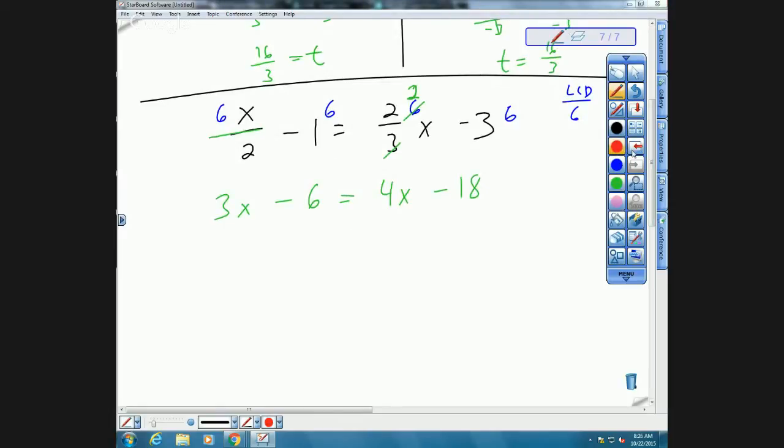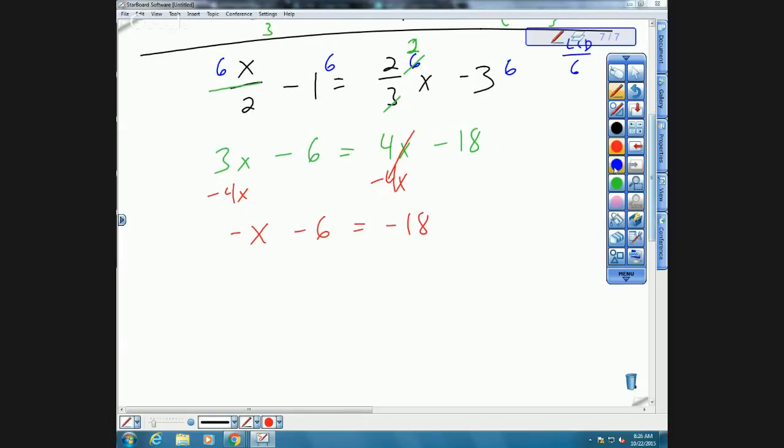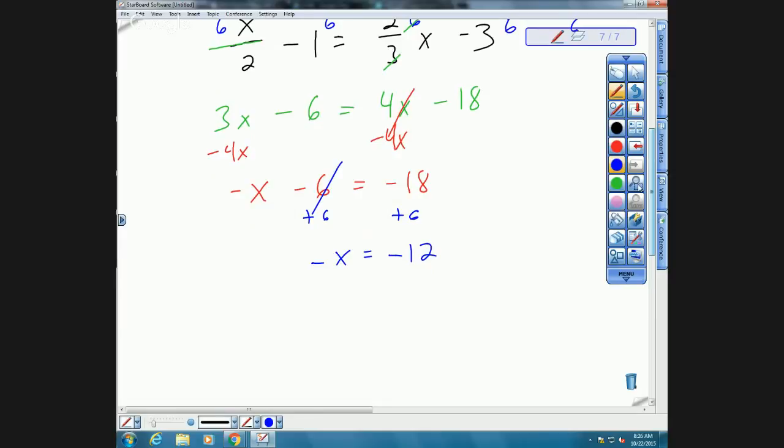What's my first step? What do y'all want to do first on this one? Minus the 4x? Okay. So I subtract 4x, because y'all like the x on the left. So negative x minus 6 equals negative 18. So now I add 6. And I have negative x equals negative 12. Divide by negative 1. Or this is the opposite of x, so the opposite of negative 12 would be positive 12. So if you change all the signs here, you just got to change all the signs here.